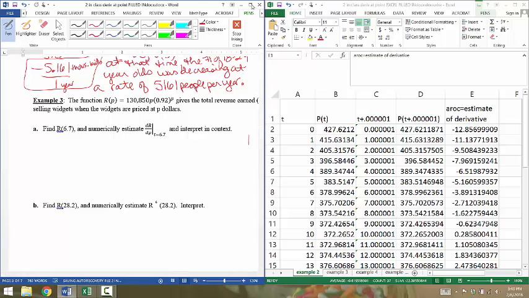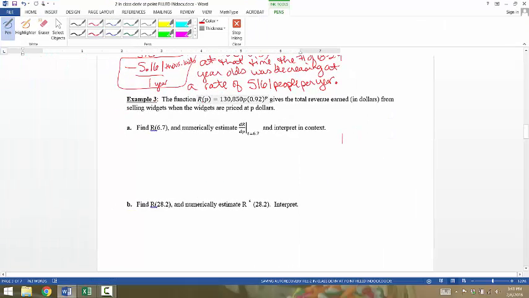So example 3 says we have this function R of p. It tells us the total revenue in dollars from selling widgets when the widgets are priced at p dollars. So you're plugging in the price, in dollars per item, and it outputs the revenue you'll earn at that price. So we want to find R of 6.7 and dR/dP at 6.7. So the derivative, oh, and that's a typo there, P equals 6.7.